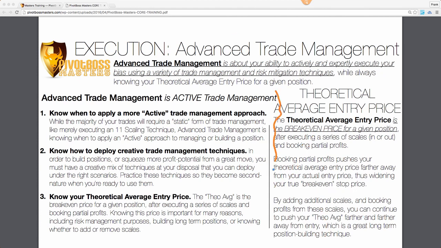And so that theoretical average entry, by knowing that at all times, I think is part of advanced trade management. Because as you begin to scale and add and scale and add and defend and those types of things, your theoretical average entry starts going all behind you and you have no clue where your actual break even is. And when that starts to happen, things can break down. You don't know when your get out of dodge level is. You don't know when you're okay. You're almost trading blind.